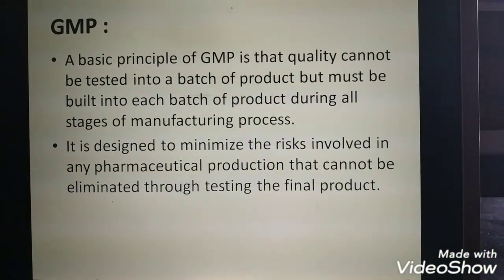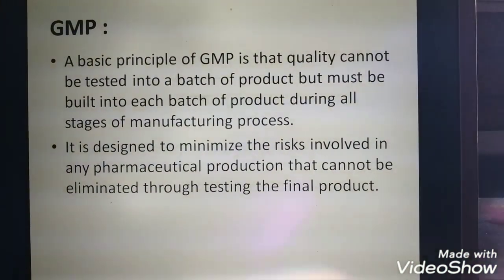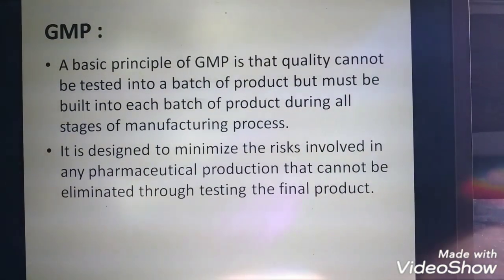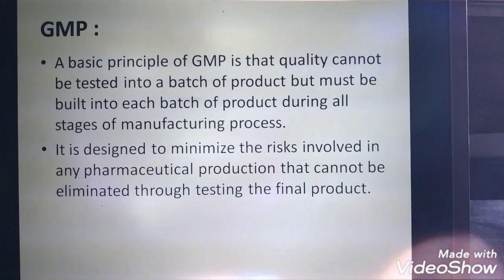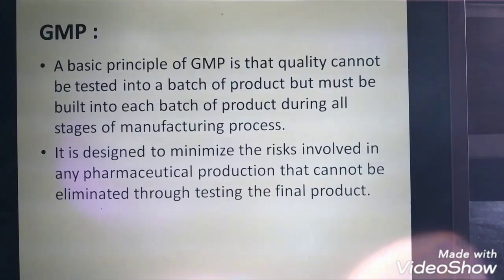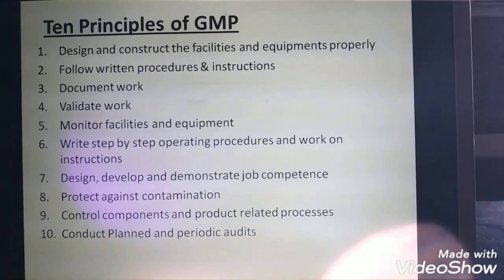A basic principle of GMP is that quality cannot be tested into a batch of product, but must be built into each batch of product during all stages of the manufacturing process, or it is designed to minimize the risk involved in any pharmaceutical production that cannot be eliminated through testing the final product.